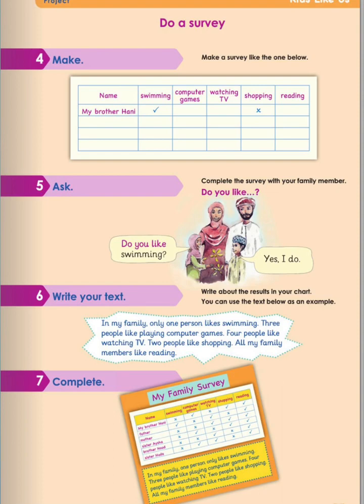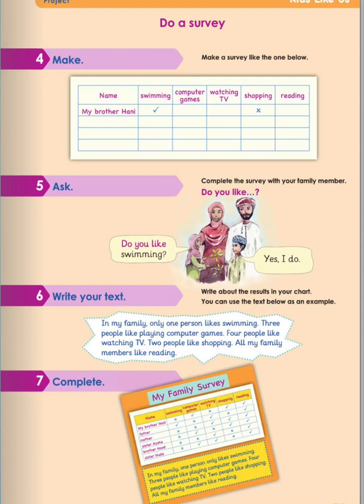Number 5, ask. Complete the survey with your family member, as I said, and ask them, do you like swimming? Yes, I do. Then you have to tick. Number 6, write your text. After you did the survey, you have to write about the result in your chart. You can use the text below as an example.